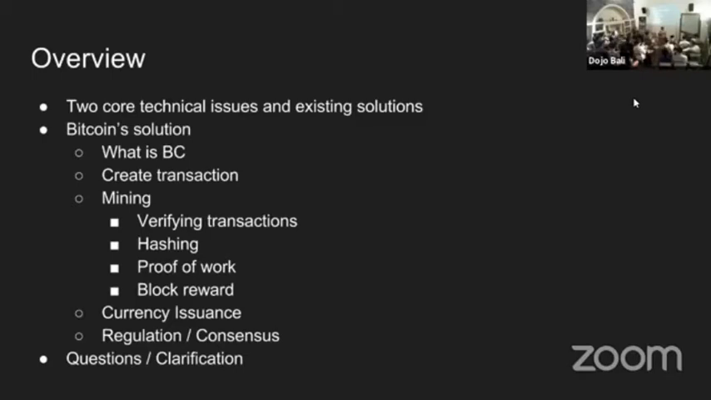I mean, I'm pretty sure you all know how to read. And then I'm going to go on to currency issuance and regulation/consensus issues in blockchain and Bitcoin. And then at the end, as I said, questions and clarification. I'm more than happy to go over something again. And there's also other people that are really smart, probably smarter than me, in the audience, that might be able to explain things better if you didn't get it the way that I explained it.